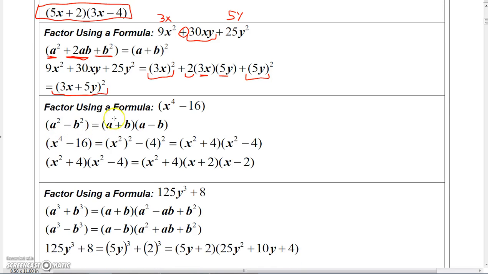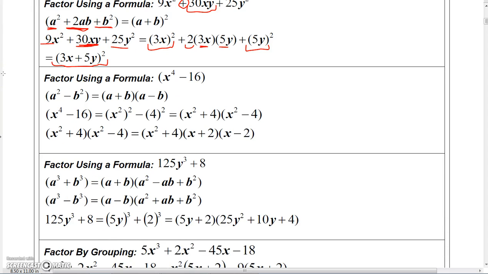Okay? Now, make sure you understand, just because this is a perfect square and this is a perfect square, it doesn't mean that this is going to be a perfect square trinomial. Again, that middle term has to be of the proper form for it to be a perfect square trinomial.